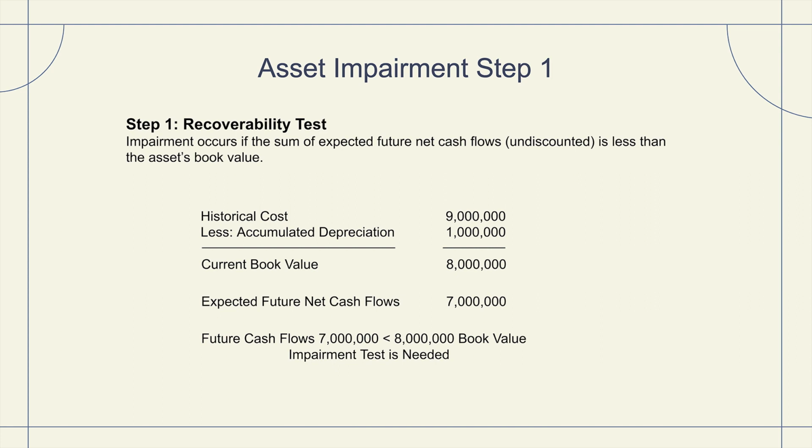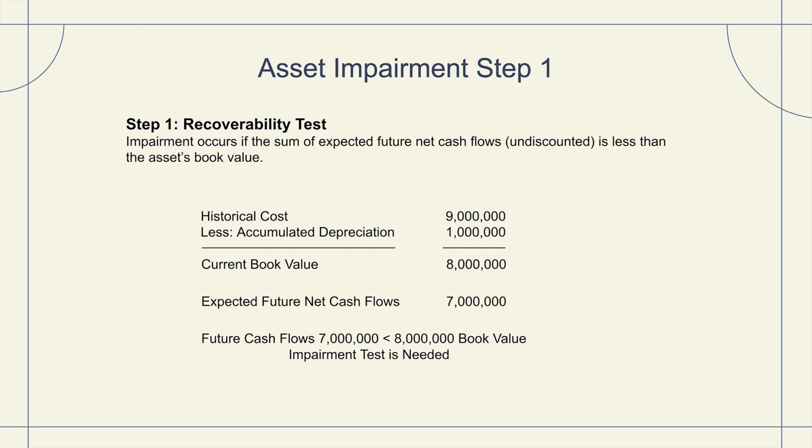So here in this example, we have an asset that has a current book value of $8 million, and the expected future net cash flows, which will be derived by a complex calculation given by our finance professionals, is $7 million. Therefore, the expected future cash flows of $7 million are less than the book value. Therefore, we would move on to step 2 and the impairment test would be needed.